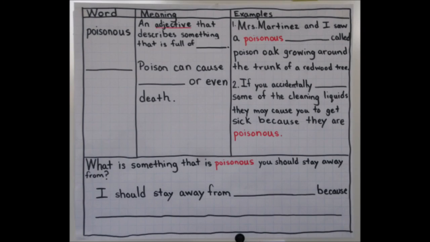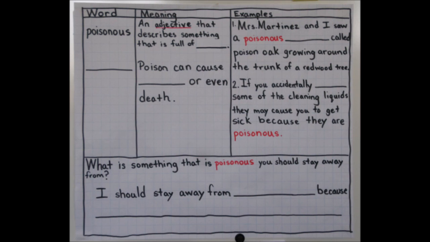These examples will help meet the needs of all your language levels in your classroom. So here is an example of a graphic organizer that utilizes sentence frames. If we look in the first box, it says poisonous, and then there's a line for words, so the student can draw a picture or list something that they perceive to be poisonous. In the second box, it says meaning, an adjective that describes something that's full of blank. Poison can cause blank or even death.